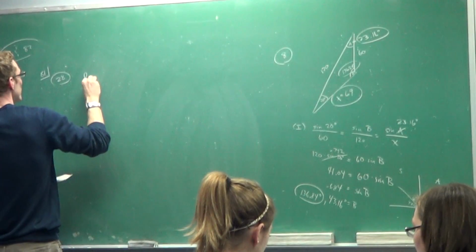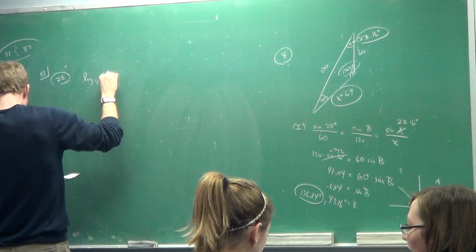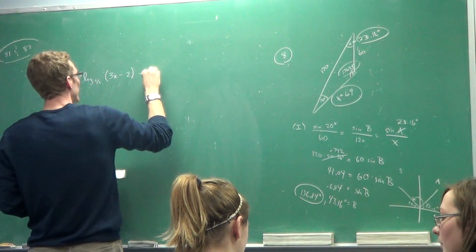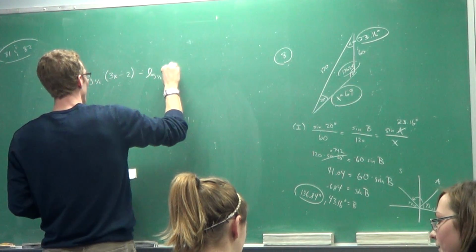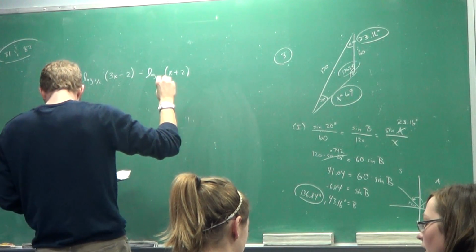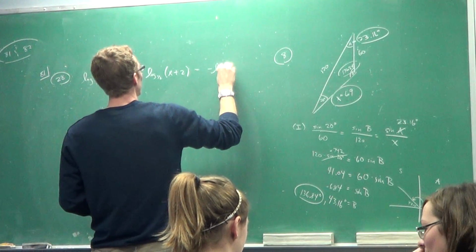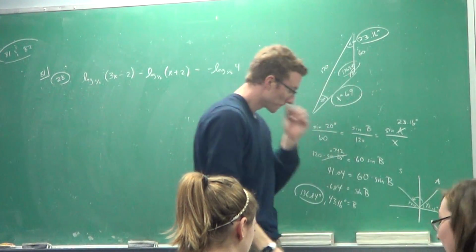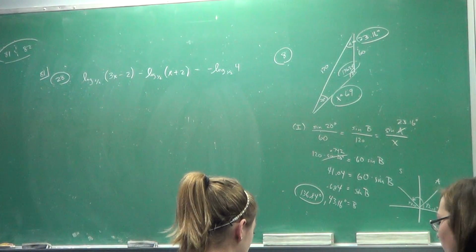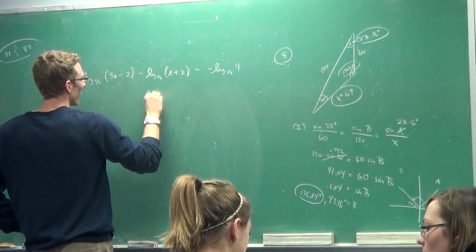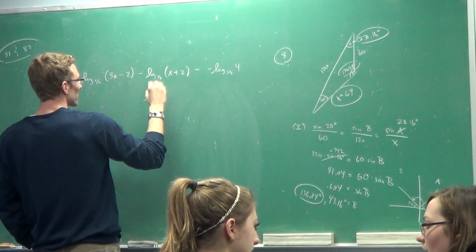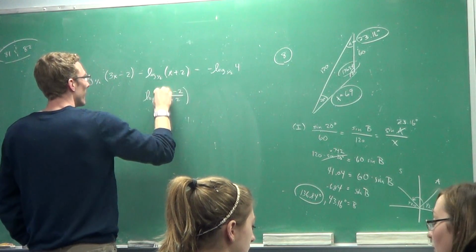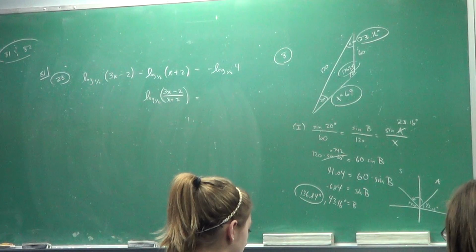Log base 1/2 of 3x minus 2 minus log base 1/2 of x plus 2 equals minus log base 1/2 of 4. Now, on the left side, I think it's clear what to do. Subtracting logs comes from dividing numbers, subtracting exponents. So that's what we have on the left.